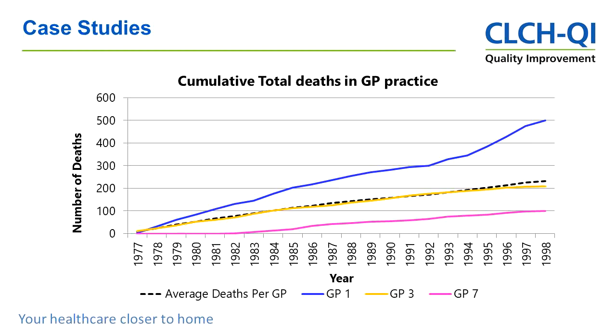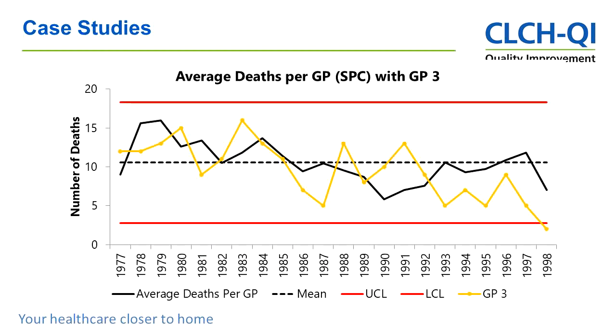Now, why might GP7 be lower? And why might GP1 be higher? And why is GP3 on average? Let's focus on GP3 first. So this is the graph of GP3 plotted over that average graph that we had a few slides ago. And you can see here that actually there is an instance of special cause variation.